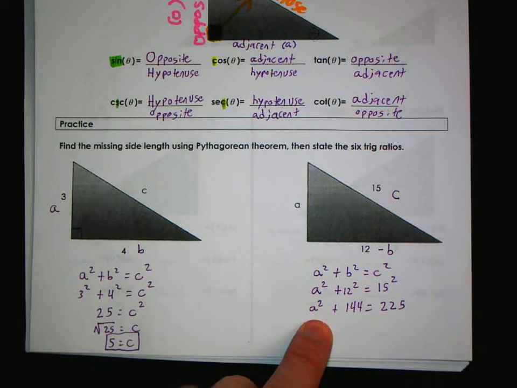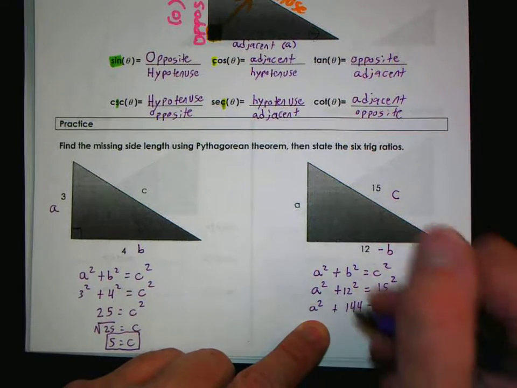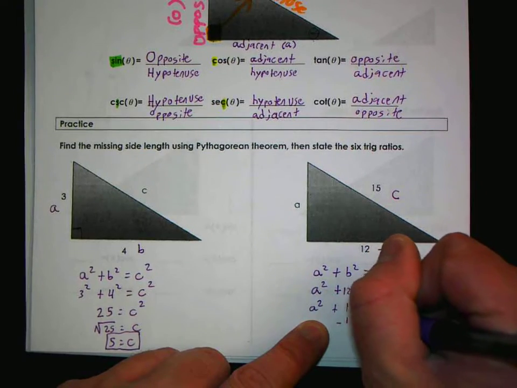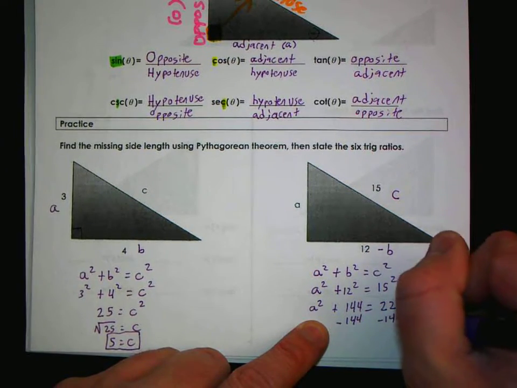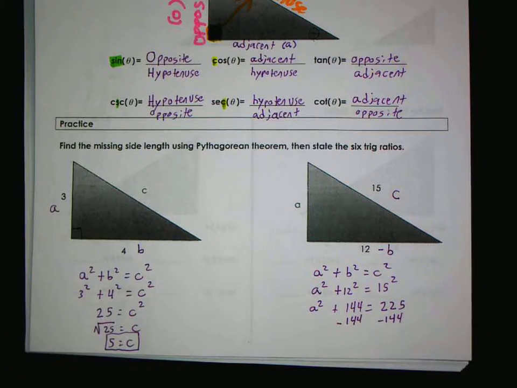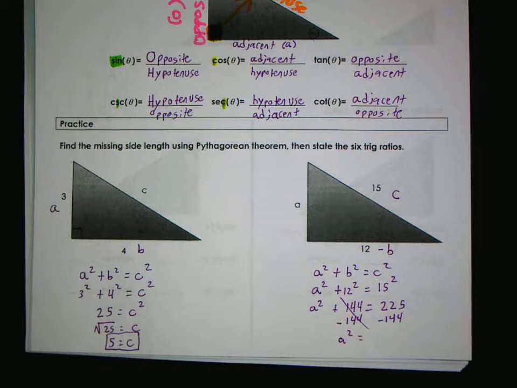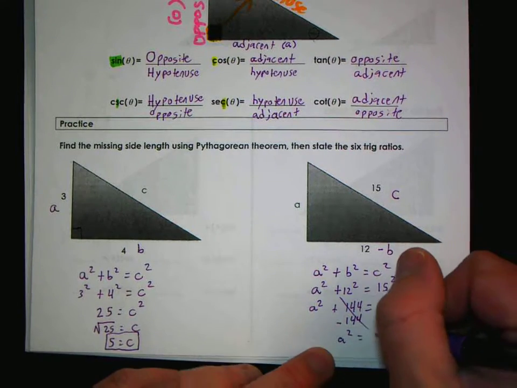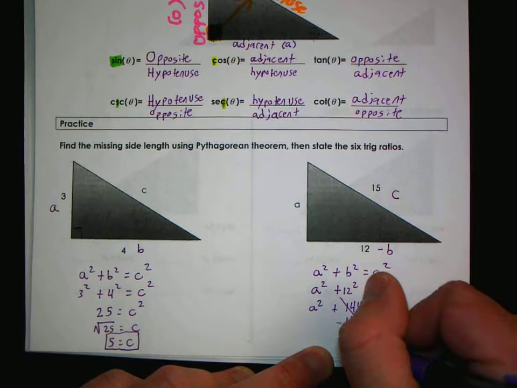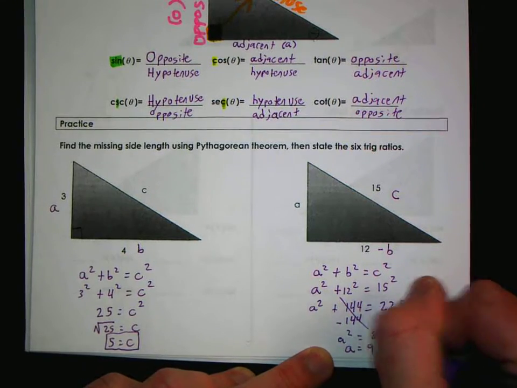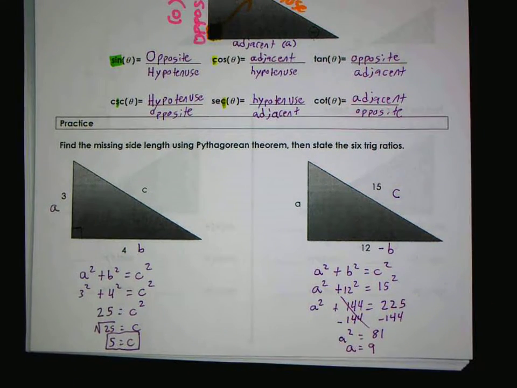We are trying to isolate the variable a on one side, so that's minus 144 from both sides. Notice we did not do that over there. We get a squared equals 225 minus 144, which is 81. Take the square root, and you get a is 9. Now, if you don't get a whole number, then I would carry it out to 2 decimal places. Okay? So a is 9.